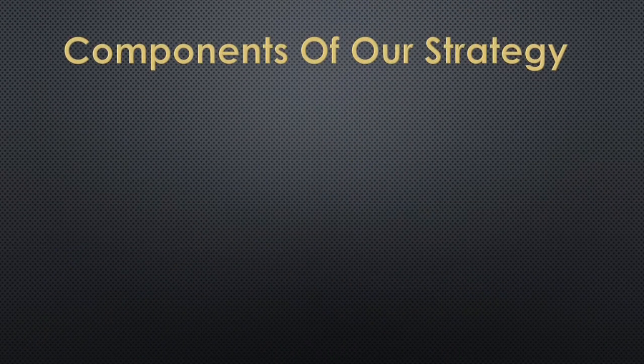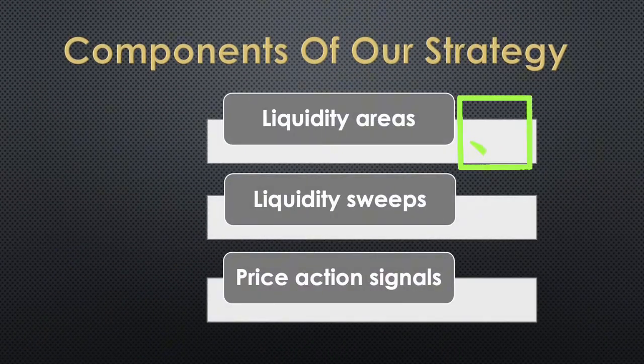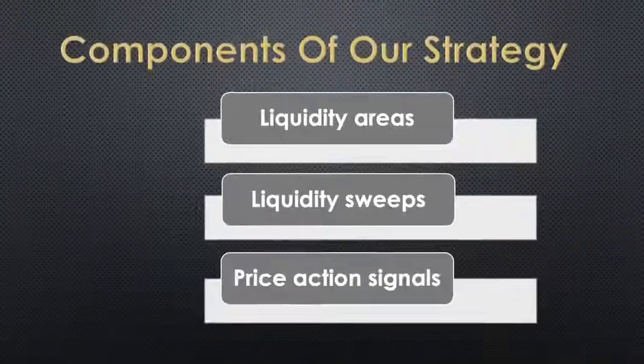Alright, now that we've covered the three key components of our strategy: liquidity areas like supply and demand zones, liquidity sweeps and price action signals. Let me walk you through this real chart example to show you exactly how to trade this powerful scalping strategy. We've identified a clear demand zone on the chart.